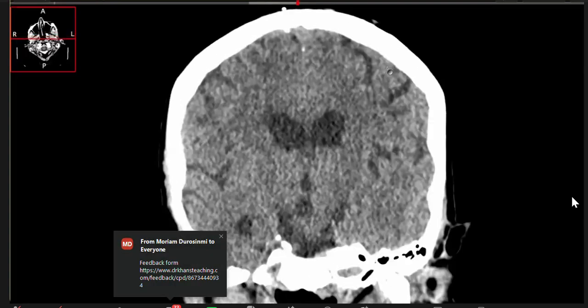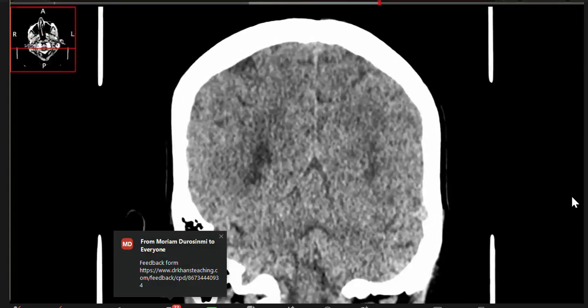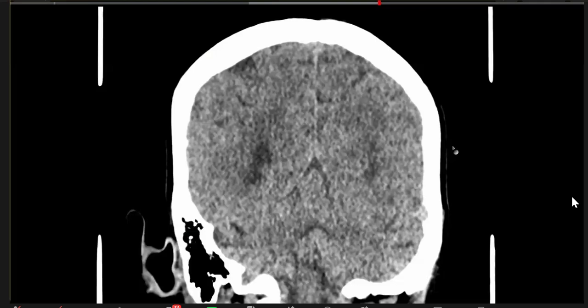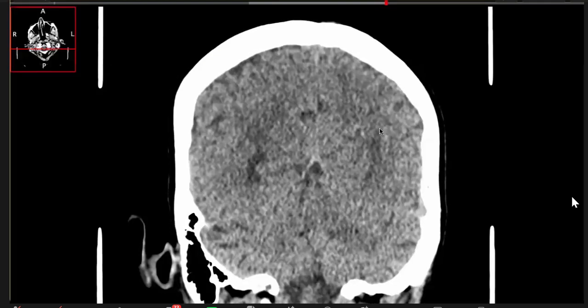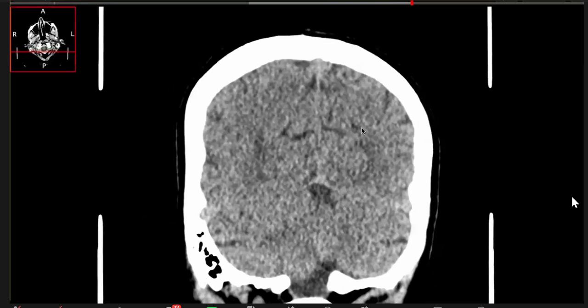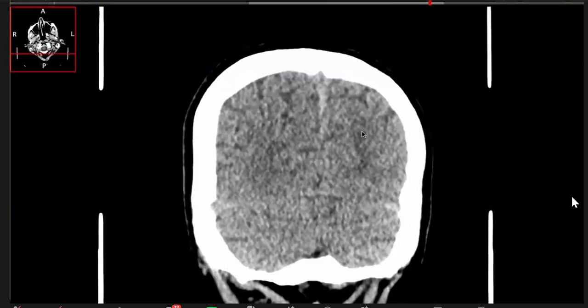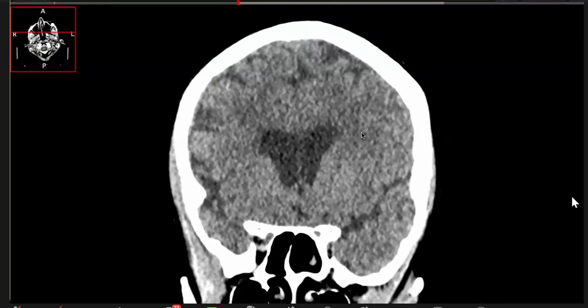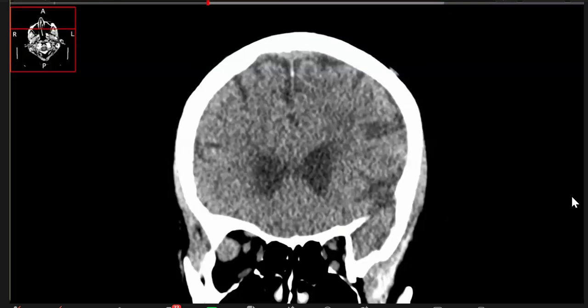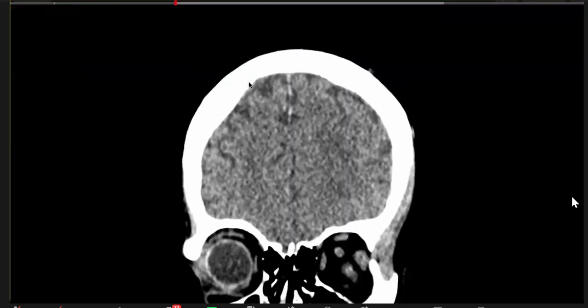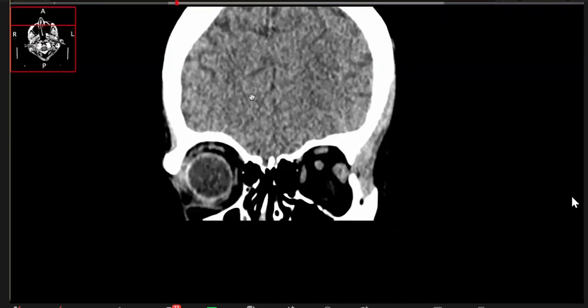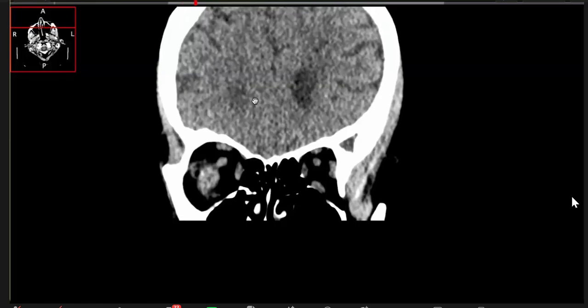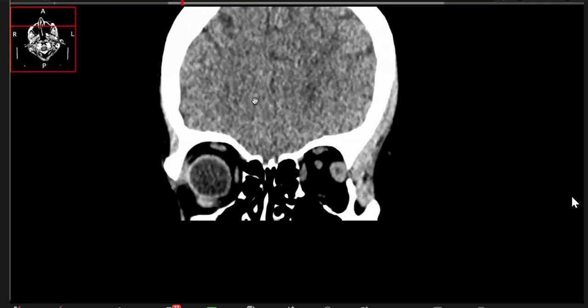Okay, so these are the zoomed up coronal views of the same patient. I would like to go again to the orbital region, but somehow my mouse is stuck. Let me take you there. So in this coronal imaging, there is again redemonstration of the same finding.